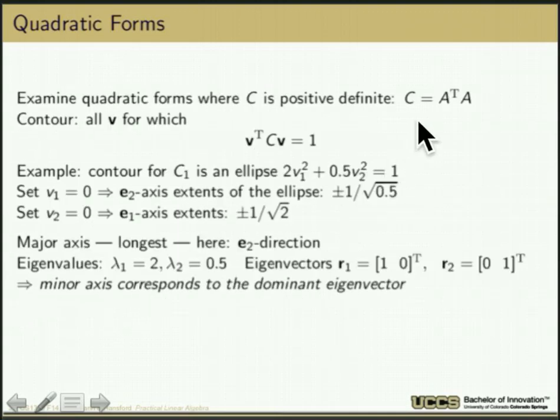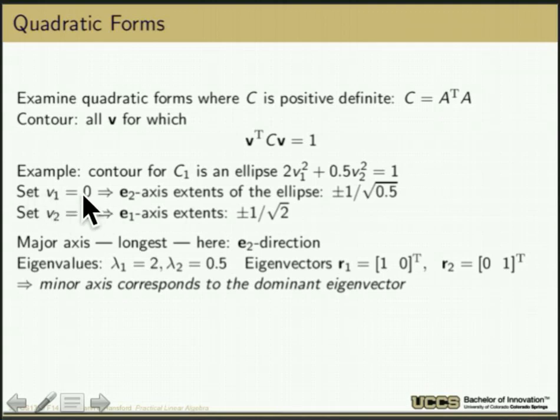There are going to be some additional requirements on the determinant as we get to higher dimensions, though. So just to go through this as an example, let's look at the quadratic form where C is the positive definite form C equals A transpose A. Think about the contour. For all vectors that have unit length, we can look at V transpose C V, and we know that's going to equal 1. And ask what's the shape of that. This is another way of looking at why they're quadratic forms. The contour for C1 is an ellipse of the form 2 v1 squared plus 0.5 v2 squared equals 1.